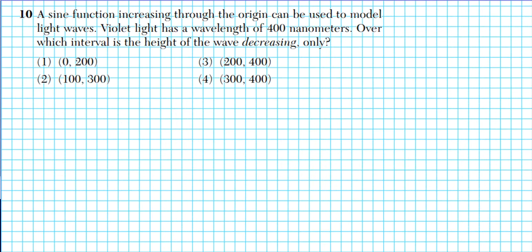Alright, let's take a look at question 10. It says, a sine function increasing through the origin can be used to model light waves. Violet light has a wavelength of 400 nanometers. Over which interval is the height of the wavelength decreasing only? So one thing I'd like you to remember is that one wavelength is a complete cycle. It can also be thought of as the period. So one wavelength is one period.